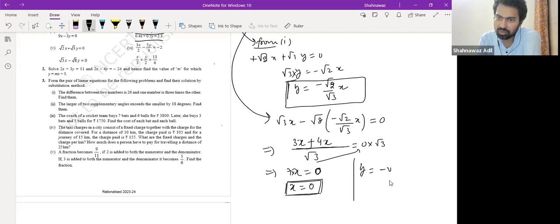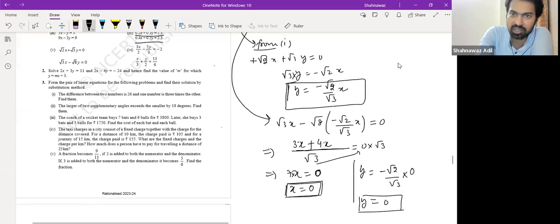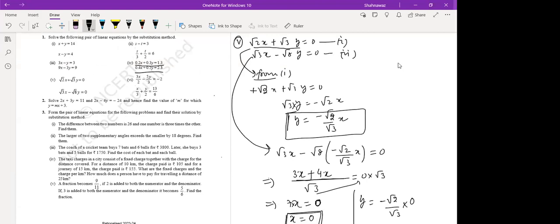Minus root 2, root 3, and 0. So this will again be 0. Right? Yes, sir. So please note it down. Any doubt, Amira and Amma? No, sir.